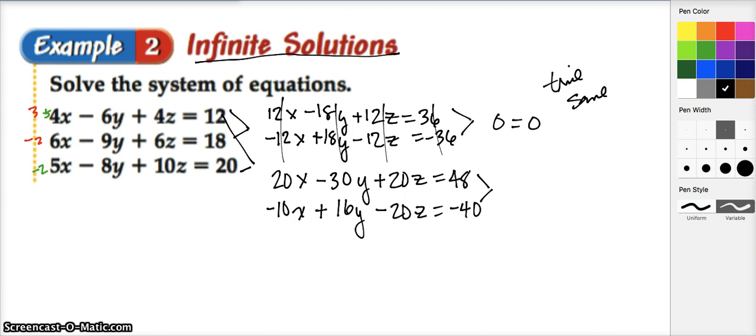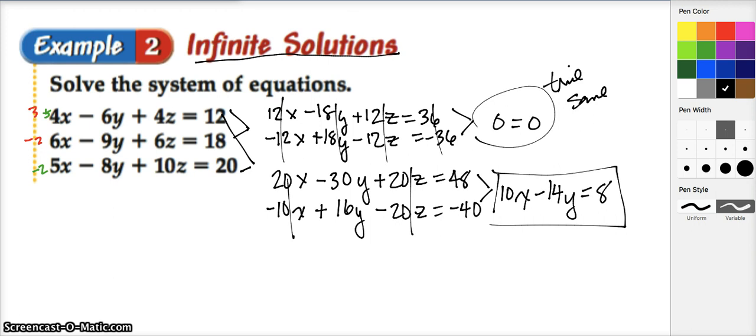Now we end up with 10x, and these will become a negative 14y, and the z terms go away, which is what we expected, and this is going to be equal to a positive 8. Now there's nothing else for me to work with. I'm just left with this xy linear equation, this line. So there are infinitely many xy points that are going to solve this, and it looks like the z value is irrelevant. As long as the xy agrees, that's where our line is going to be, and we don't need to worry about it.